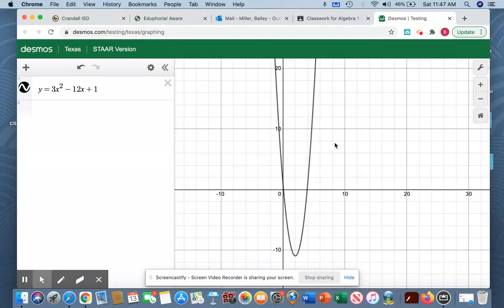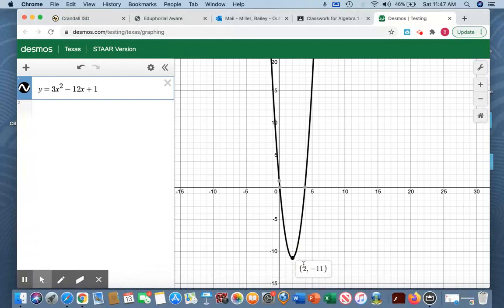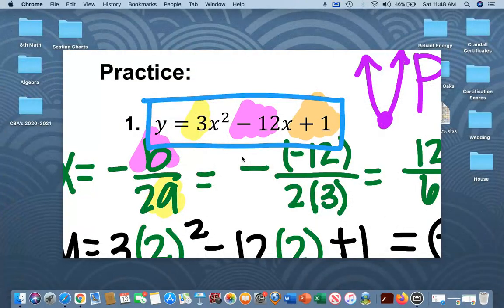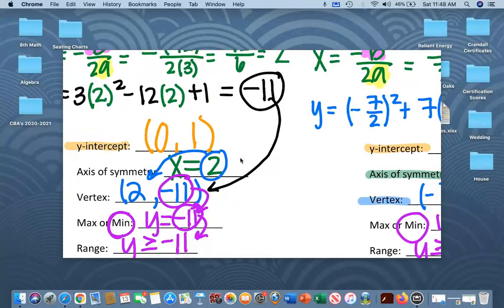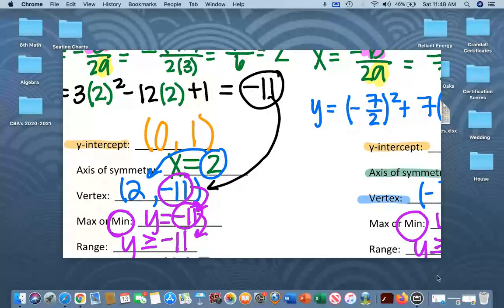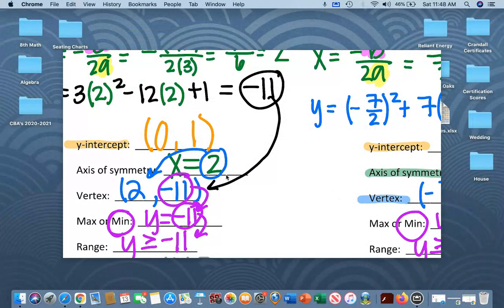There is my parabola. So from here, you can kind of see where everything is at. You can look at your vertex. I can click on it. My vertex is 2, negative 11, which is what we got over here, right? 2, negative 11. So axis of symmetry would be that 2. I can look for my y-intercept. I can click where it crosses the y-axis. So right here at 0, 1, which again is what we got, 0, 1.